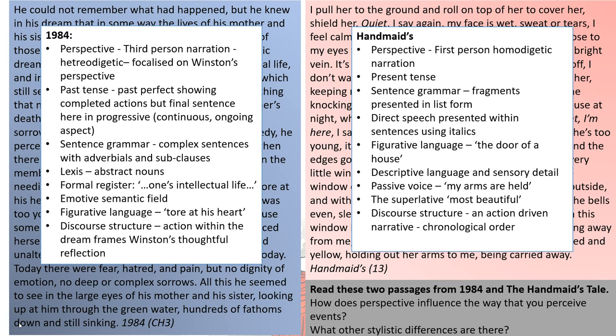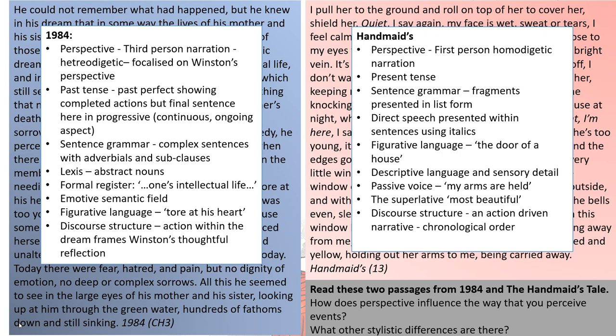There is no speech in 1984, but Handmaid presents direct speech through Offred's narration in this strange way. It's direct speech, but it's presented within the flow of her sentences using italics. So some of the standard features of speech presentation here are not used.